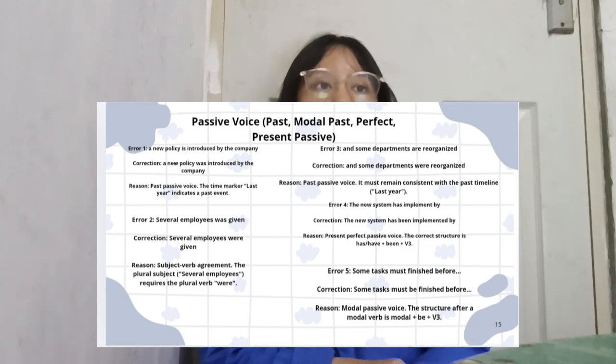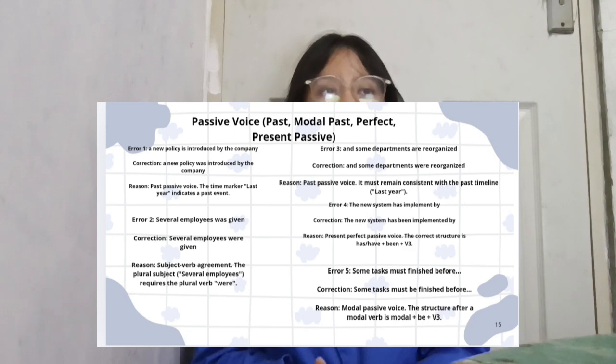Error 2: Several employees was given. Correction: Several employees were given. Reason: subject-verb agreement. Several employees is a plural subject and requires the plural verb were. Error 3: And some departments are reorganized. Correction: And some departments were reorganized. Reason: past passive voice. It must remain consistent with the past timeline, last year.